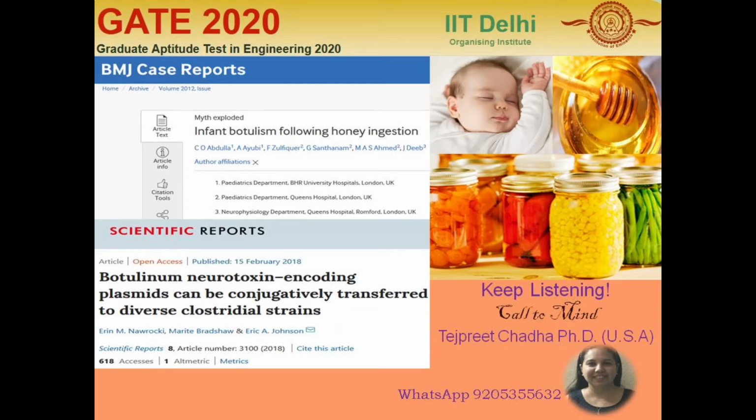We discussed all the different forms. If you look at it, ingestion of the preformed toxin, which is in improperly stored food, basically results in food-borne botulism, and it is then absorbed in the intestinal tract, similarly to infant botulism.